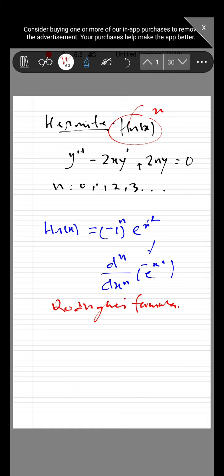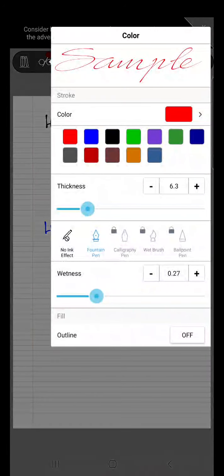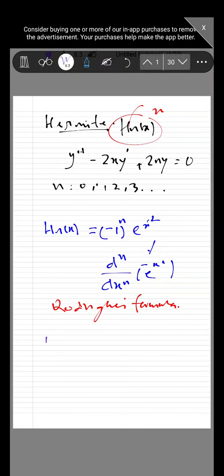And there are a few basic relationships, basic properties of Hermite. So we have H0(x) is equal to 1 and H1(x) is equal to 2x. This is the Hermite polynomial, which comes in the harmonic oscillator problem in quantum mechanics. So later on we'll see the use of this Hermite polynomial.